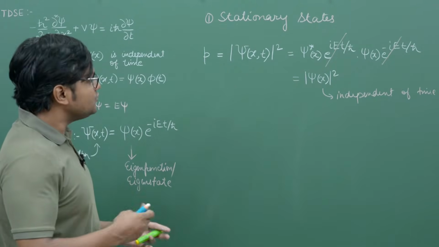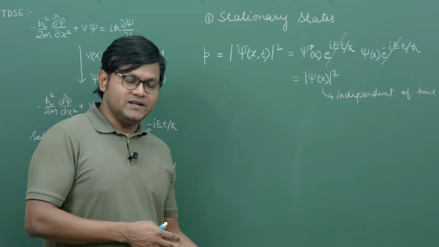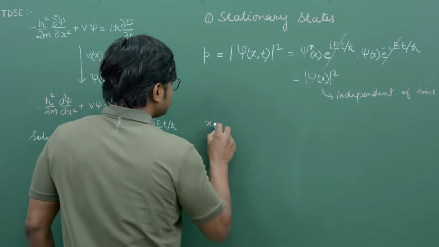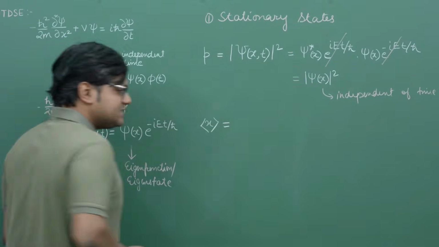And as a result, we will also see that the expectation values of different quantities are unchanging with respect to time. So for example, if I find out the expectation value of x, now we know that what is expectation value?